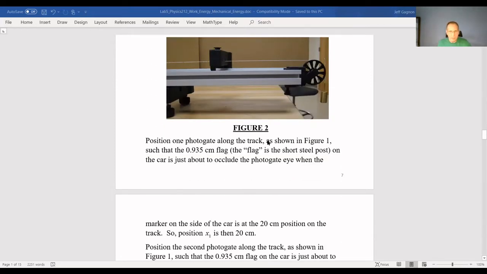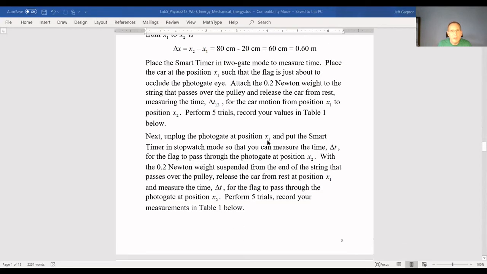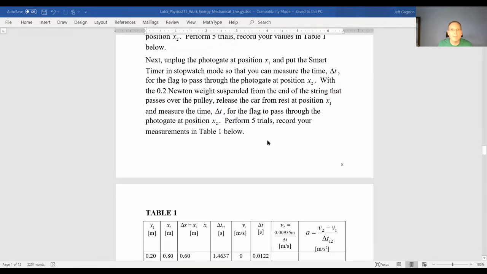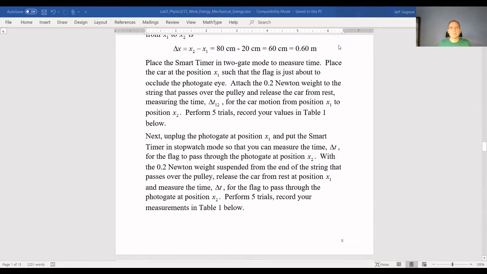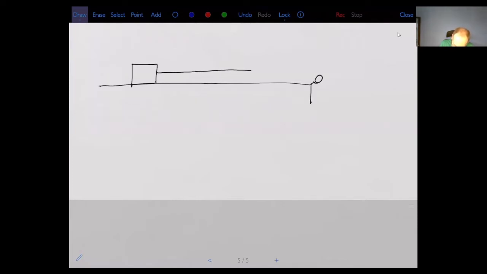Okay, so let me describe this system, and I'll do this on the iPad. Okay, so in this case, we have the flat horizontal track like this. We have the Pasco car on the track, and then there's a pulley here. A suspended mass. And when we release the car, it's going to accelerate down the track, okay?